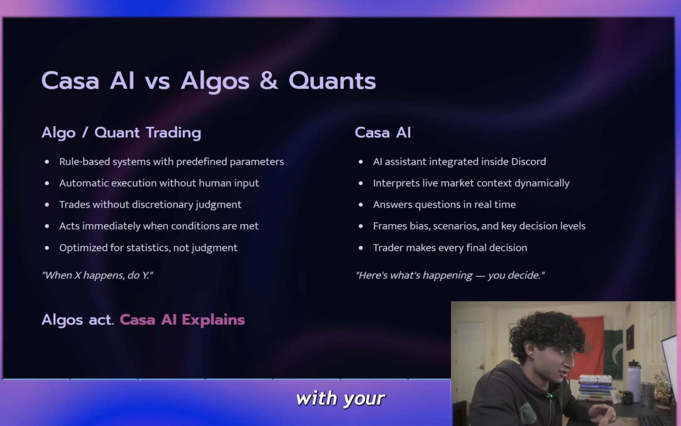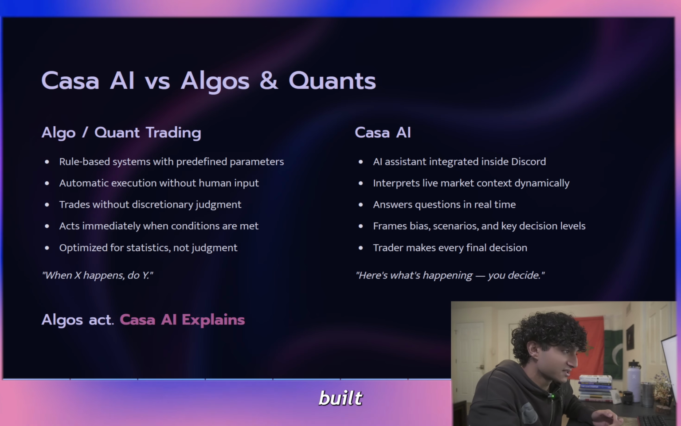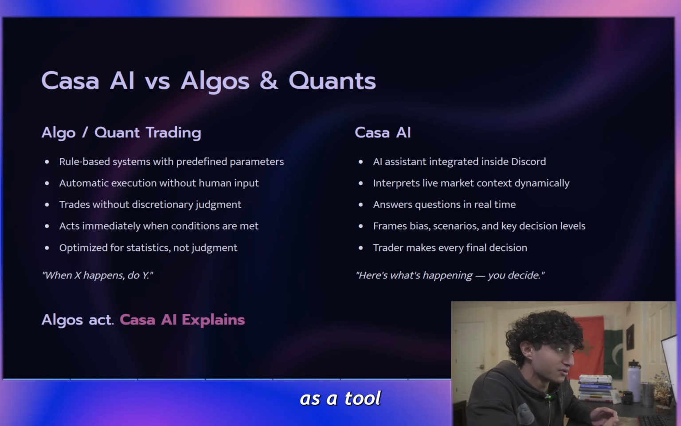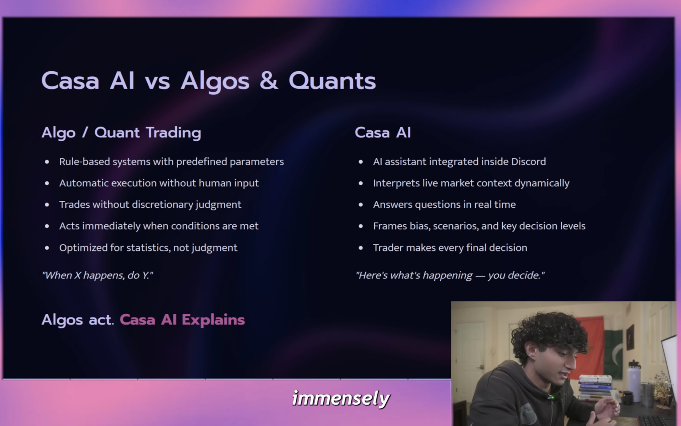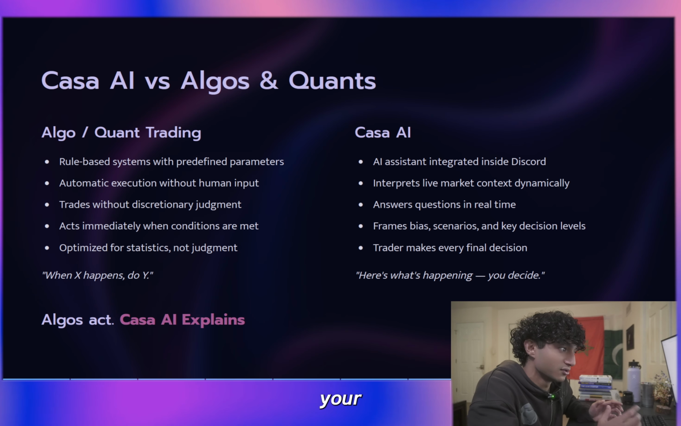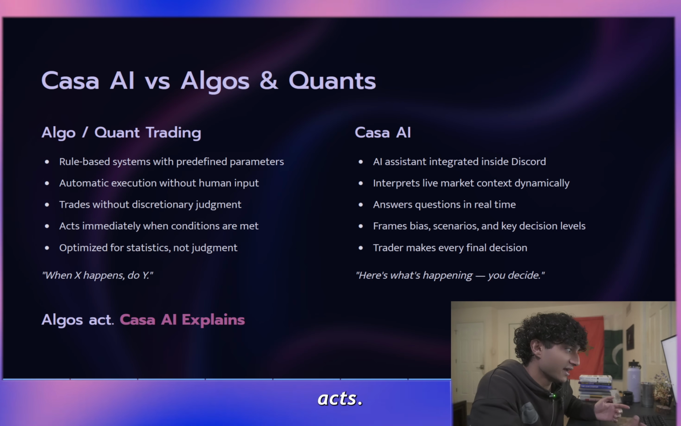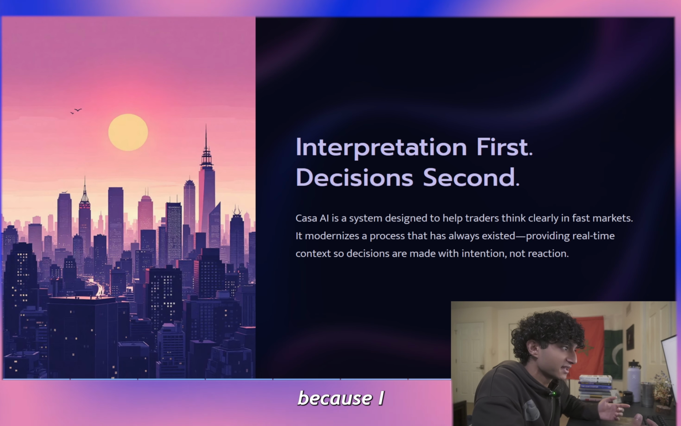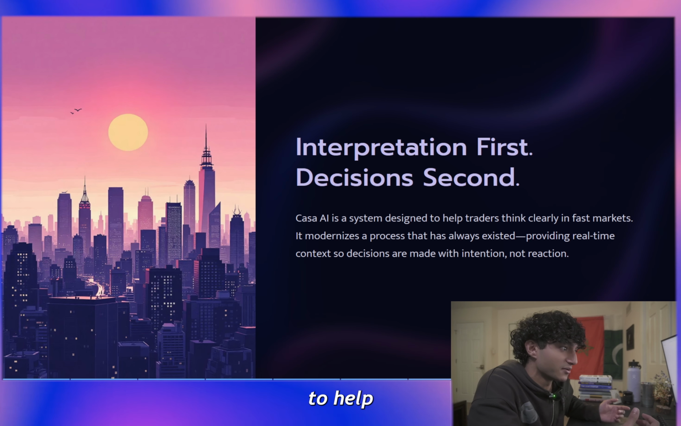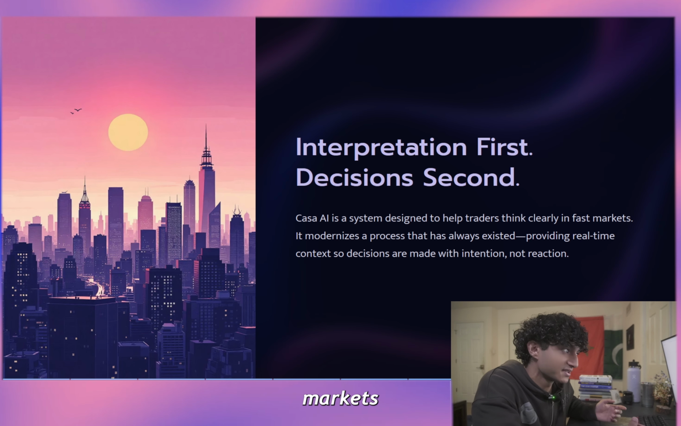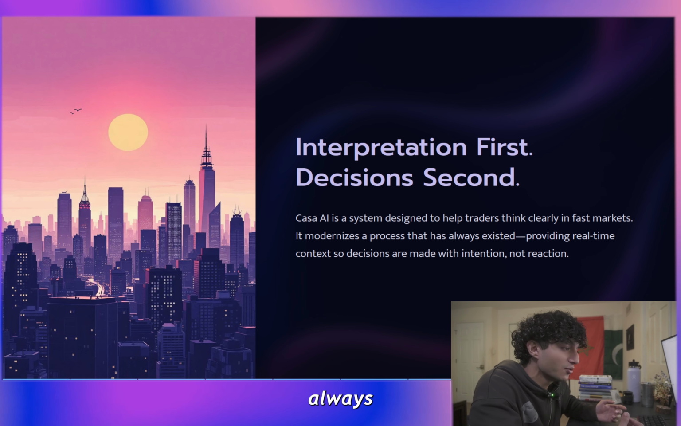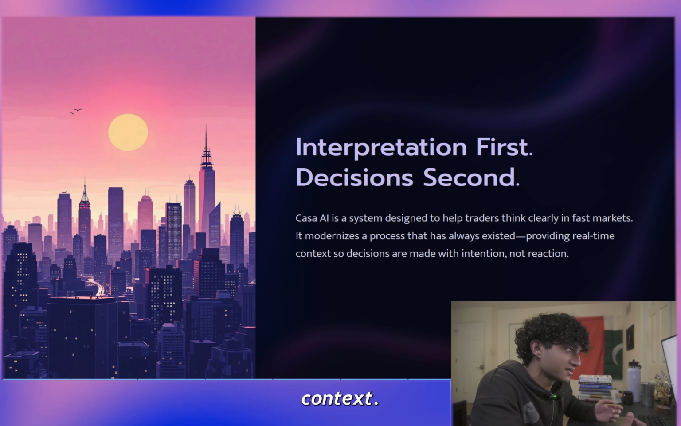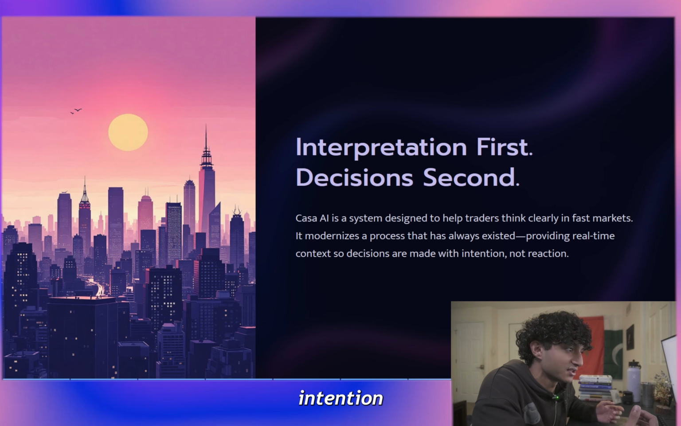So in conjunction with your discretionary analysis, it's built as an assistant, a tool to help you and immensely revolutionize your trading, right? So algos act and then Keza AI explains. Interpretation first, decision second. Keza AI is a system designed to help traders think clearly in fast markets. It modernizes a process that has always existed, providing real-time context so decisions are made with intention, not reaction.